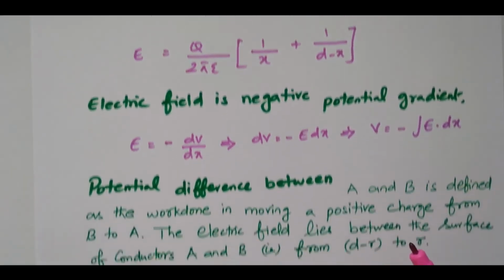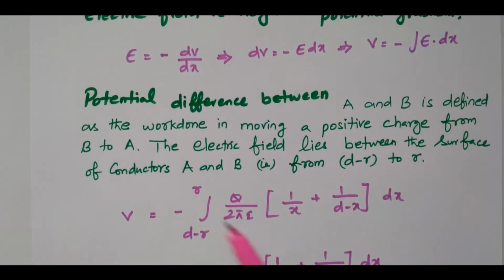Now we will see what the limit for this integration is. The potential difference between A and B is defined as the work done in moving a positive charge from B to A. So the electric field lies between the surfaces of conductors A and B, that is from d minus r to r. The distance between the conductors, d minus r, and the radius of the conductor, r, decide the limit for this integration. So we are using the limit d minus r to r.